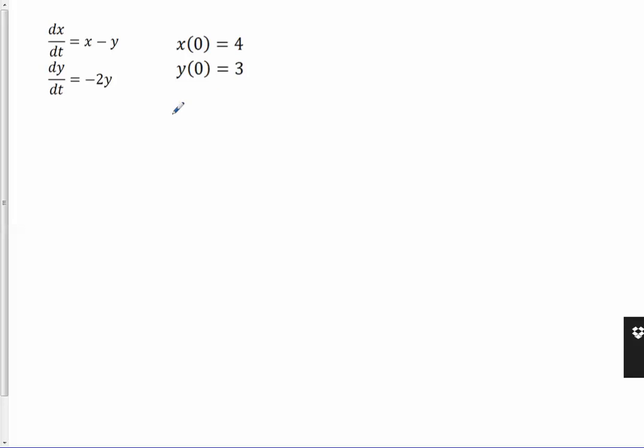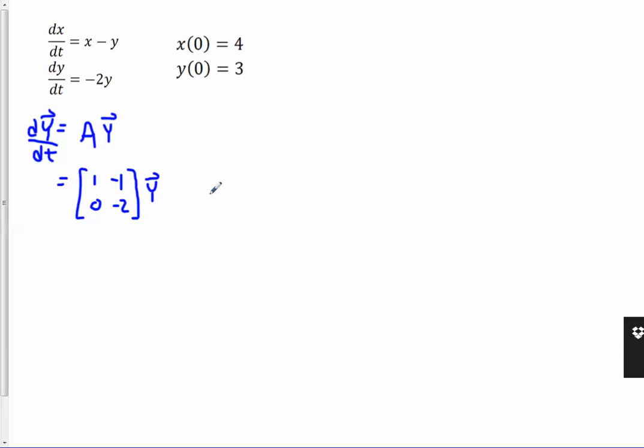Okay, so finding eigenvectors and eigenvalues. Our matrix here, if I put this in matrix form, looks like this, where my A is 1, -1, 0, -2. So we want to find the eigenvectors and eigenvalues of this matrix. That's what in the last video we realized was the key to finding the straight line solutions.